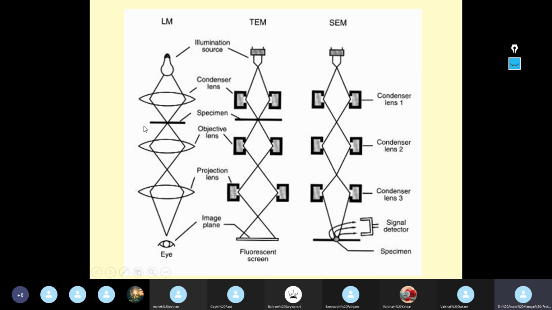This is also the comparison between the light microscope, transmission electron microscope, and scanning electron microscope. You can visualize that light microscope and transmission electron microscope are nearly the same. The only thing that is different is the illuminating source. Here the illuminating source is light, here it is electron, here also it is electron. Condenser glass is there, which we normally refer to as the substage condenser in the case of light microscope.